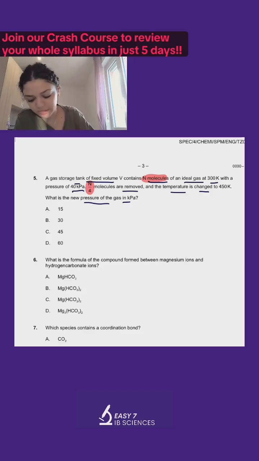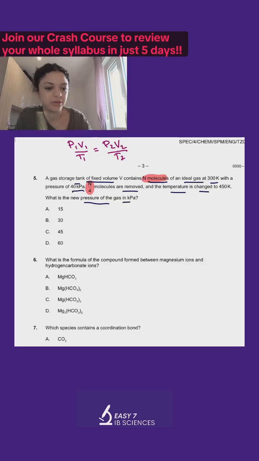Exactly, perfect. So if we know that, maybe you guys know the relationship P1V1/T1 equals P2V2/T2. And if you know this relationship, you usually would have been able to answer any of these IB questions that come up. This year, they're a bit mean because they want to test the students' understanding.